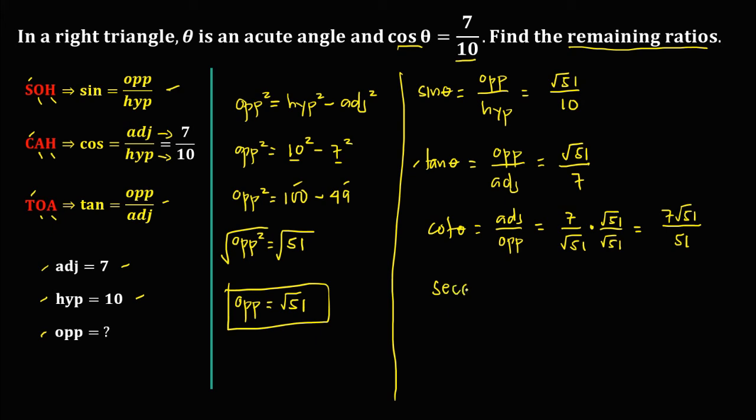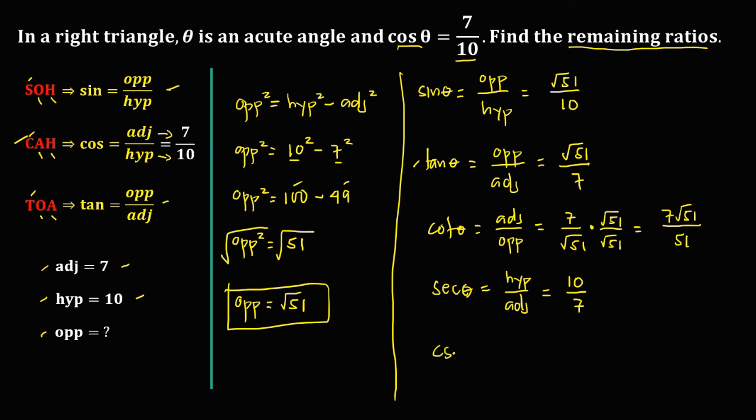Then for secant theta, the secant is just the inverse of cosine. So this one is hypotenuse over the adjacent. The hypotenuse is 10, then the adjacent is 7. So secant theta is 10 over 7.